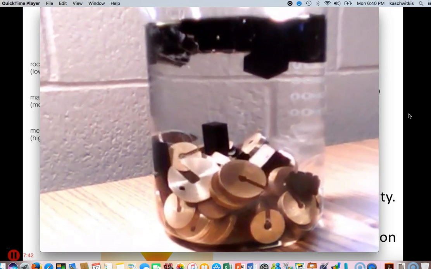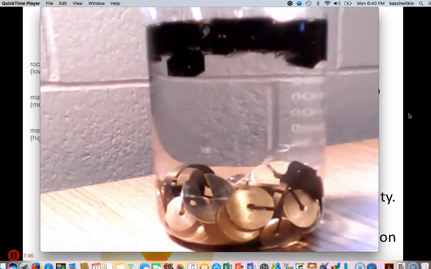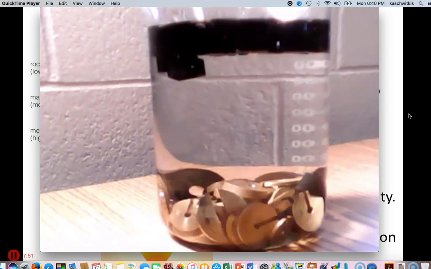In the very beginning, it was made of a big mishmash of stuff, but then later on, as more material was added to the Earth, we would have the metals sinking down and the light stuff rising to the surface.